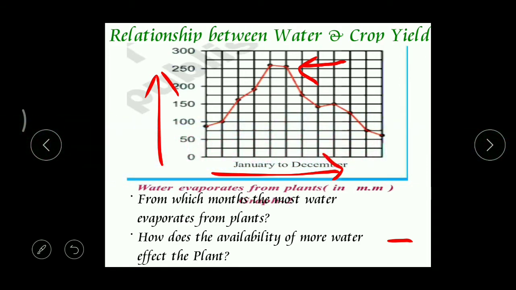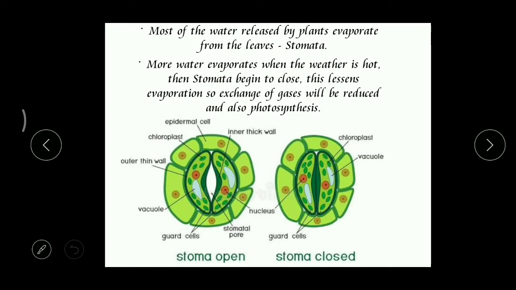That's why it is not good to supply more than the required amount of water to the plant. Being a farmer, he must know how much water the plant needs, so we need to supply only the sufficient or required amount of water. Clear?